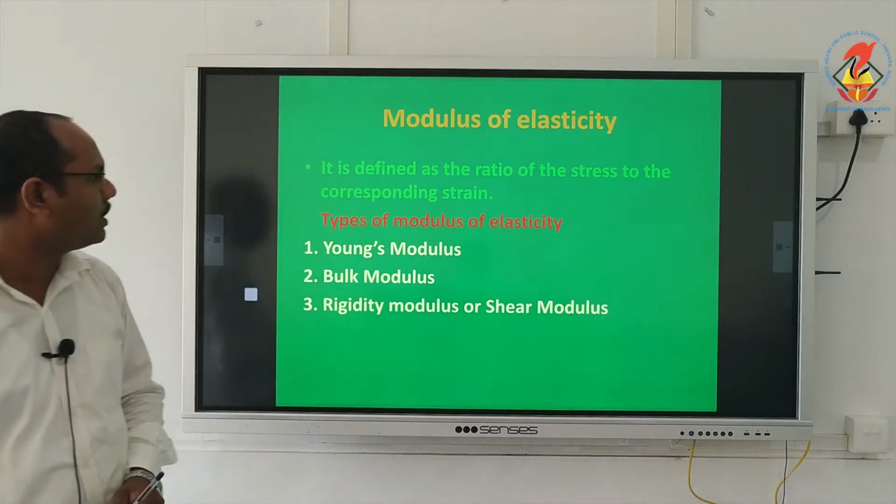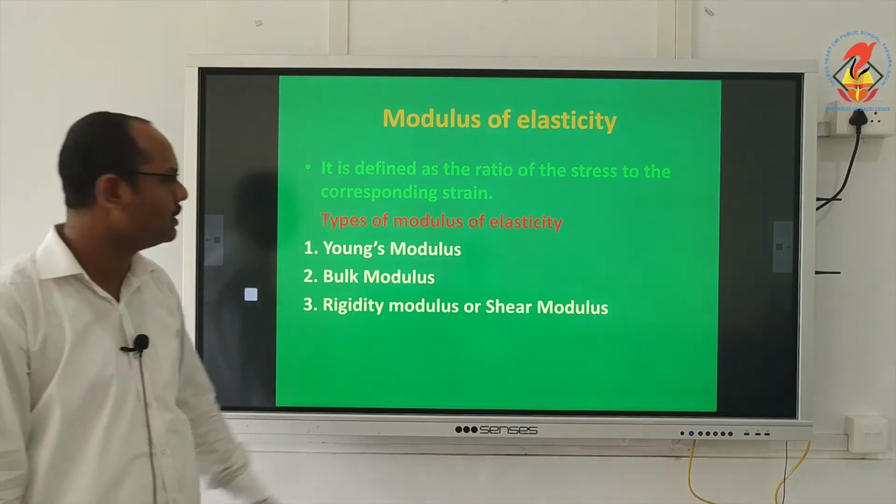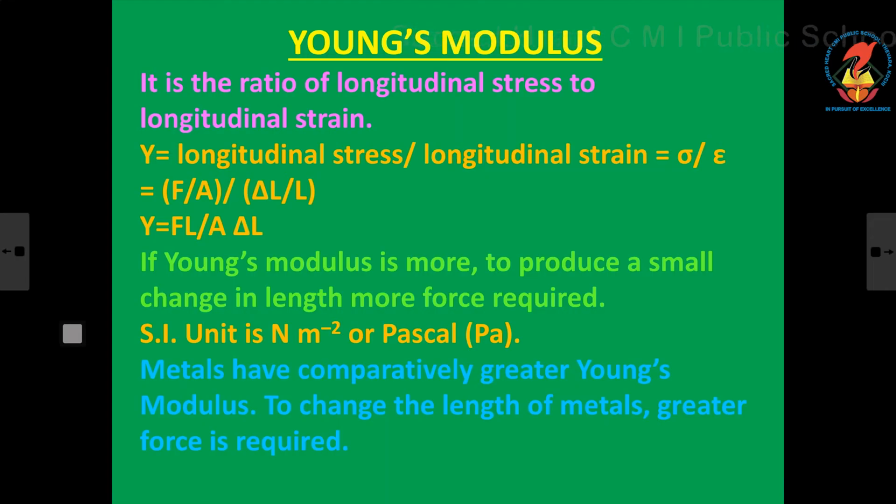So let us see what is Young's modulus. Young's modulus was found by a scientist named Young. It is the ratio of longitudinal stress to the longitudinal strain. Young's modulus is denoted by the letter Y. So I wrote Y is equal to longitudinal stress by longitudinal strain.